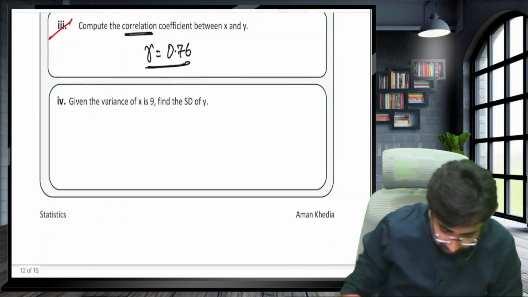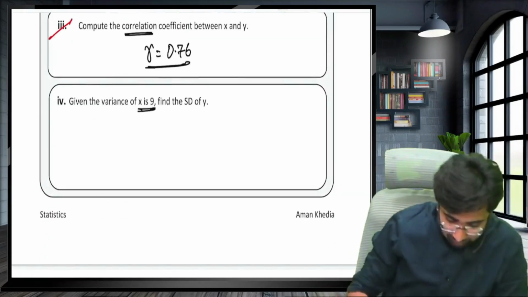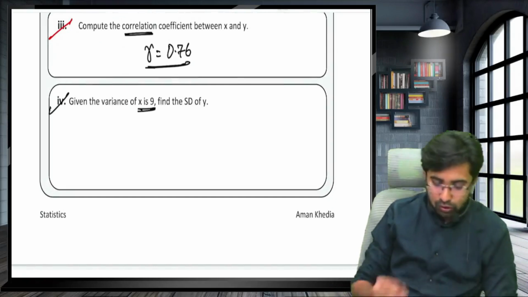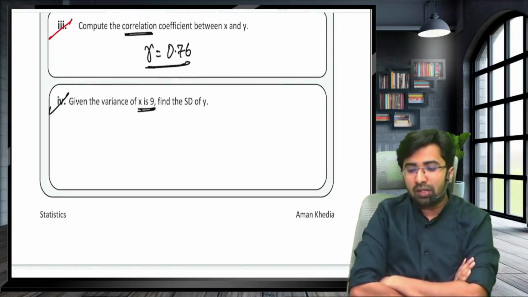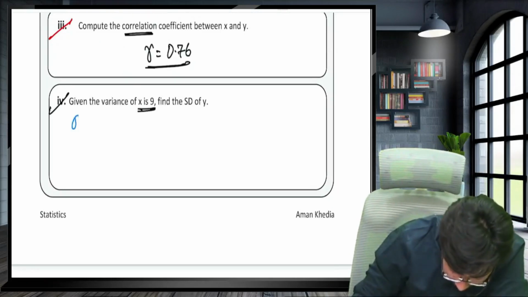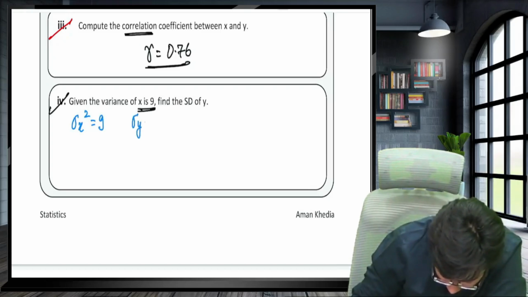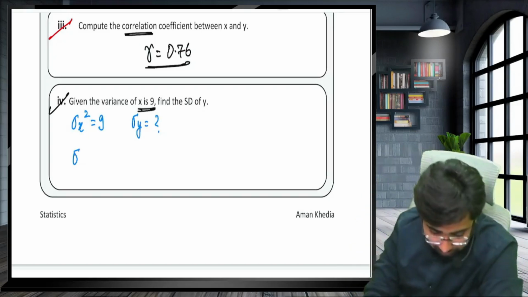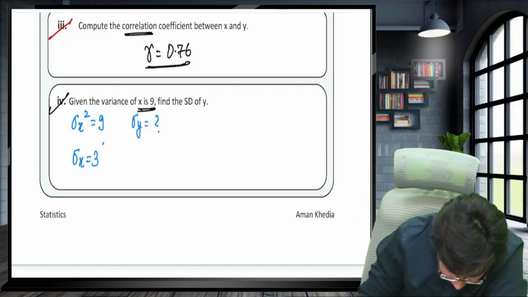Okay, guys. Now you have to solve this. I'm giving you time. Now think about this. Whatever you want to do, just give me the correct answer of the fourth question. Variance of x is given. What do you mean by variance of x? Standard deviation of x whole squared is given as 9. The question is demanding the standard deviation of y. Guys, can I say this is 3?